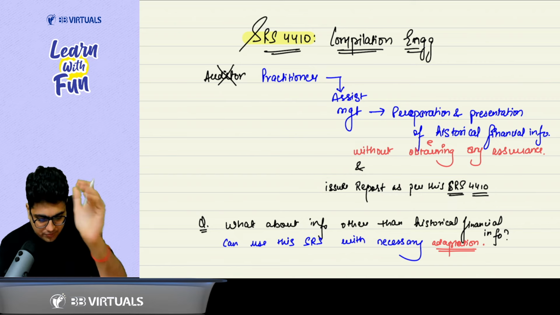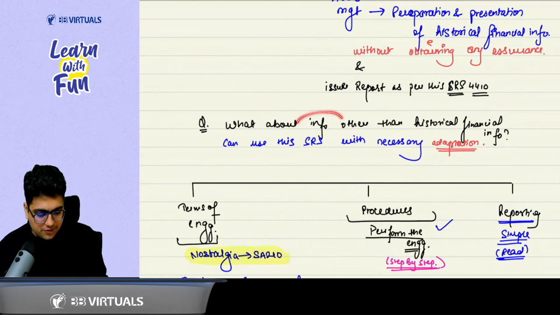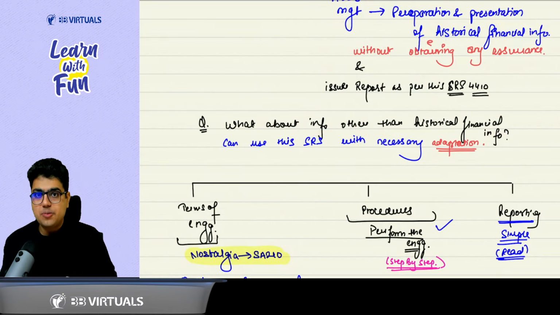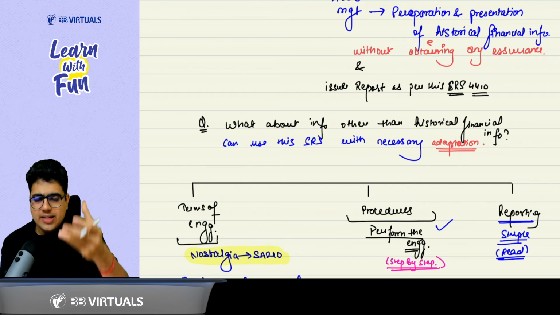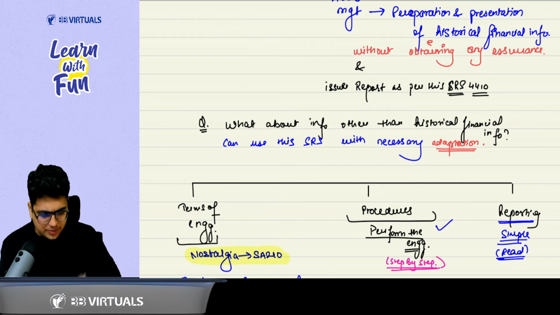Is this point clear? Yes, sir. Now, sir, what about the information other than historical financial information? What if the management asks us to compile any other information? Then in that case, you can again apply this standard with some necessary modifications or adaptation.